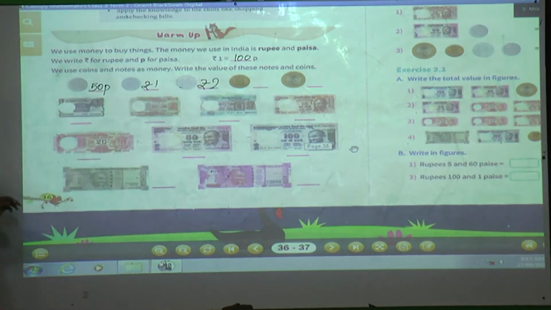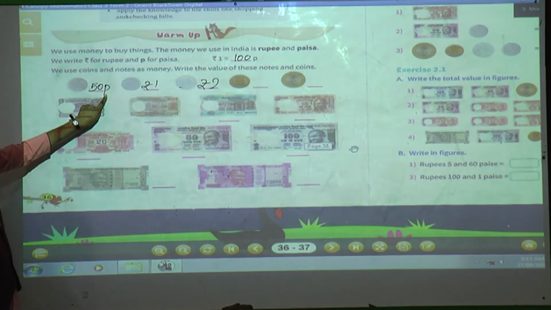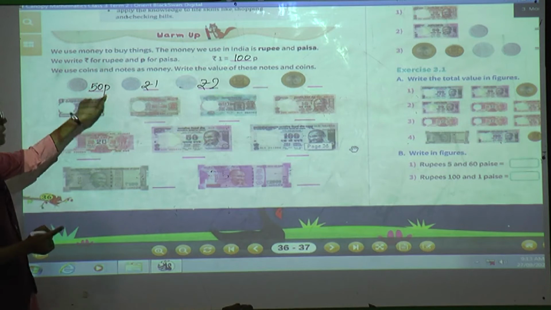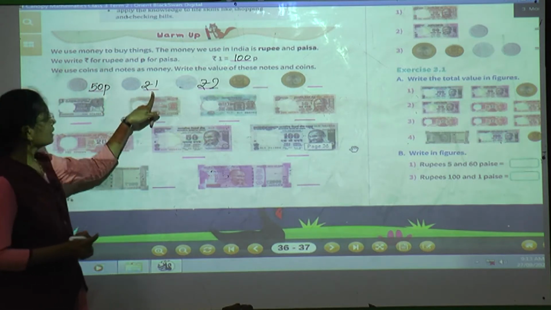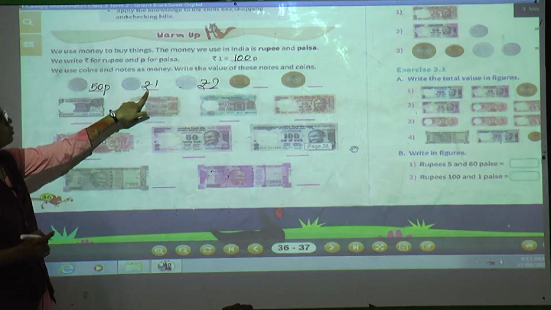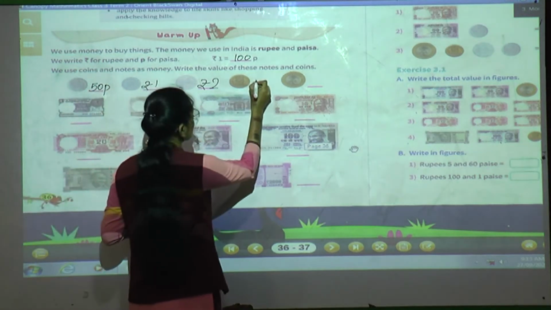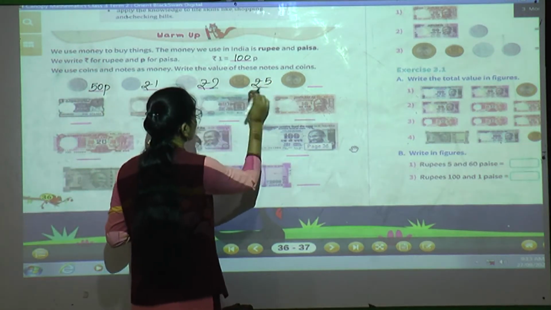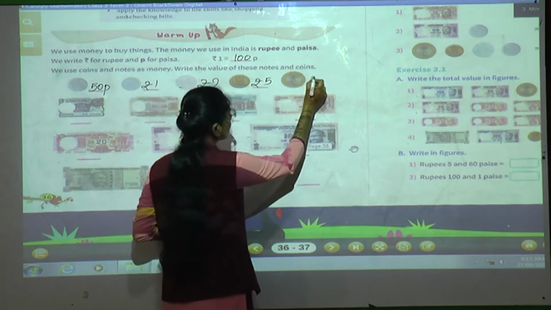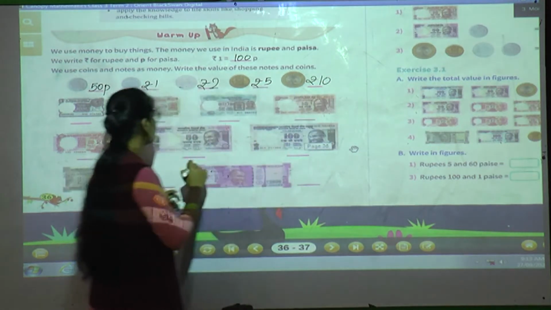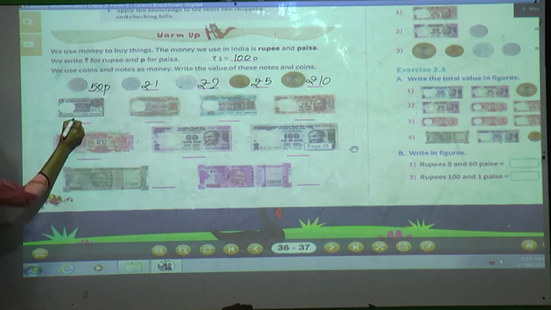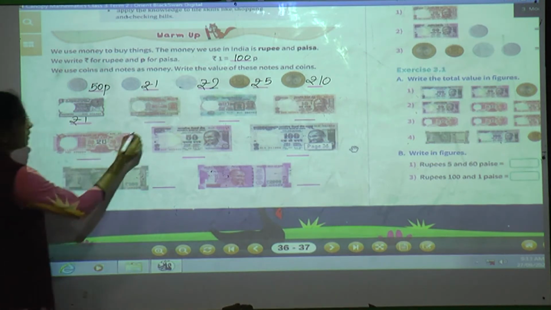Now here, while writing the value in paisa, you should write P after the value. And while writing the value in rupees, you should write the symbol before the number. Now this is the coin of rupees 5. So here we will write rupees 5. This is 10 rupees. Again, this is a note of 1 rupee.